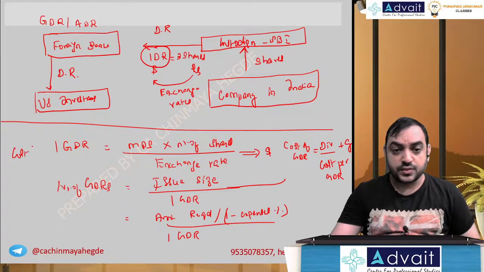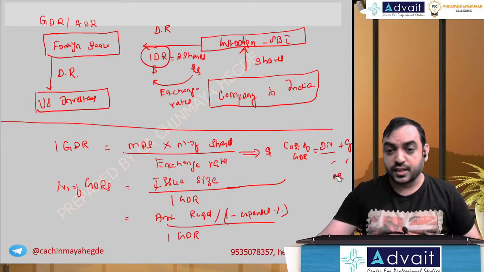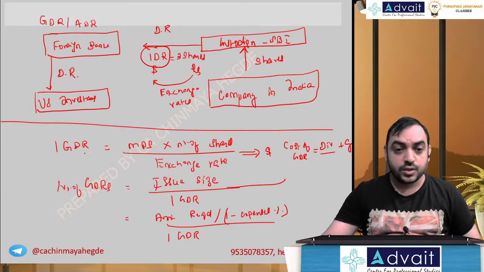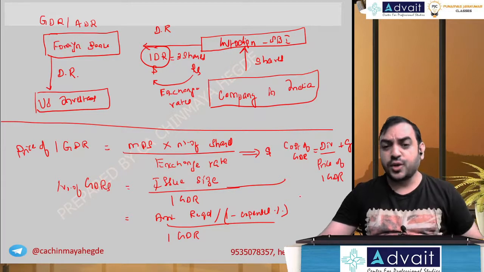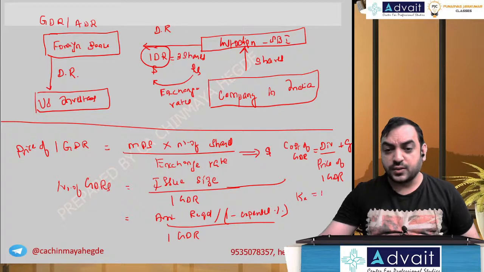And 1 GDR is the cost of 1 GDR, meaning the price of 1 GDR. So the dividend divided by the price of 1 GDR. This is the formula, you know, right? Cost of equity equals D1 by P0 plus g.